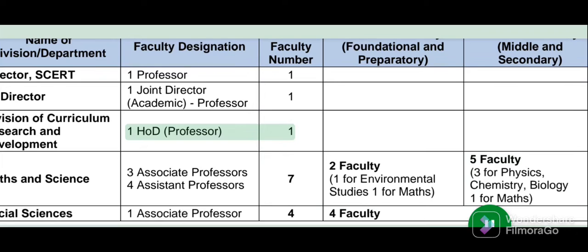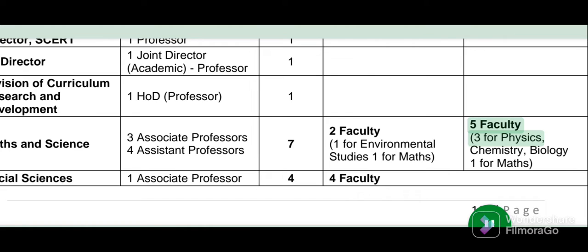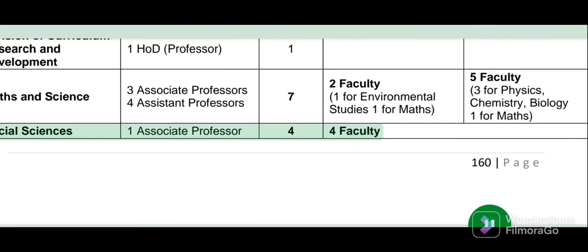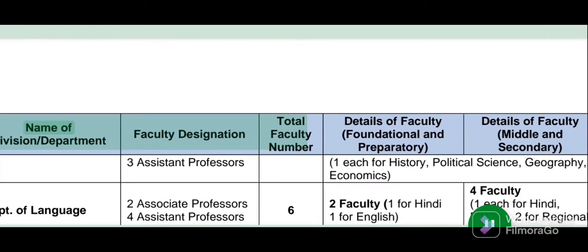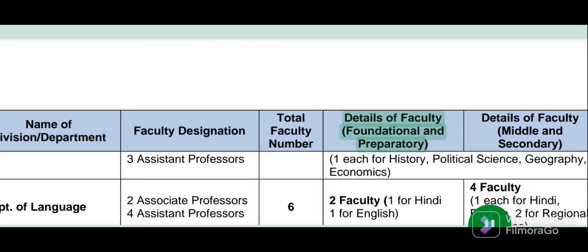1 HOD Professor. Maths and Science: 3 Associate Professors, 4 Assistant Professors, 7 Faculty: 2 Faculty for Environmental Studies, 1 for Maths, 5 Faculty: 3 for Physics, Chemistry, Biology, 1 for Maths. Social Sciences: 1 Associate Professor, 4 Faculty. Page 161. Name of Division/Department, Faculty Designation, Total Faculty Number, Details of Faculty: Foundational and Preparatory.